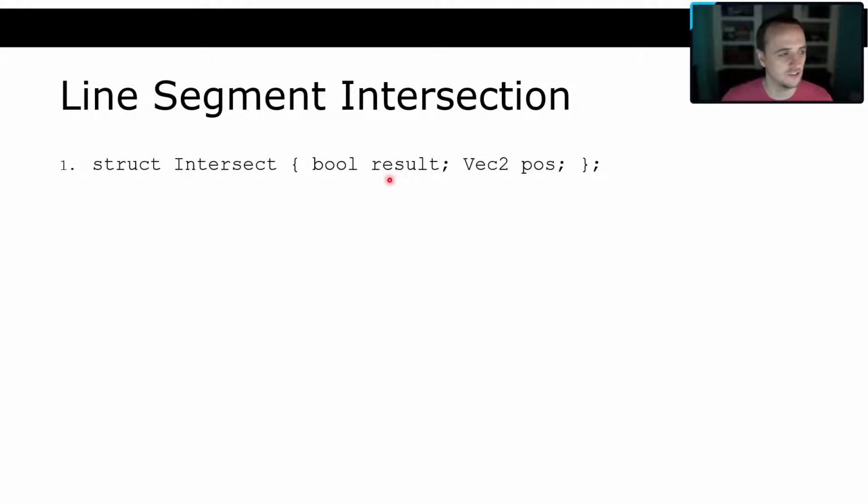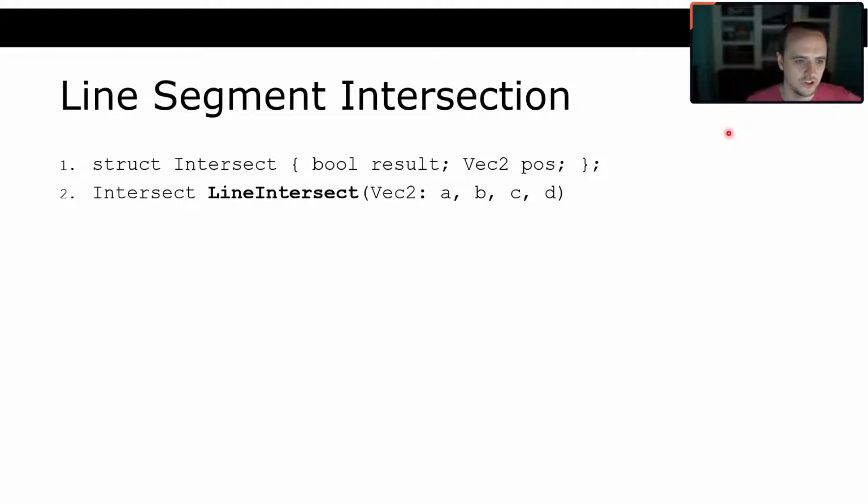The result is going to be true if there is an intersection, false if there is not an intersection. The position is going to be 0 if there's no intersection, and it's going to be the calculated intersection position if there was an intersection. So let's make this function line intersect. That's going to take in 4 vec2 values, A, B, C, and D. Those are the endpoints AB and the endpoints CD, and it's going to return this intersect structure.